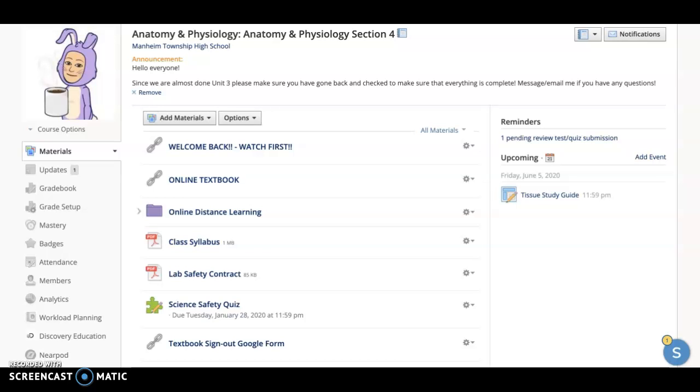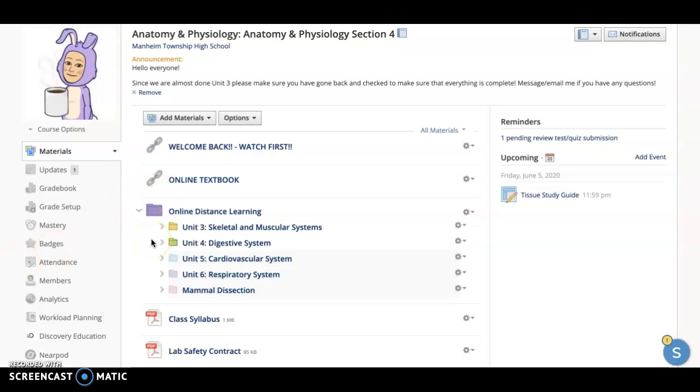Hello again. This is the beginning of Unit 4, I believe is what we're on here. And so we're going to get into the digestive system, since we are all done with the skeletal and muscular systems now.